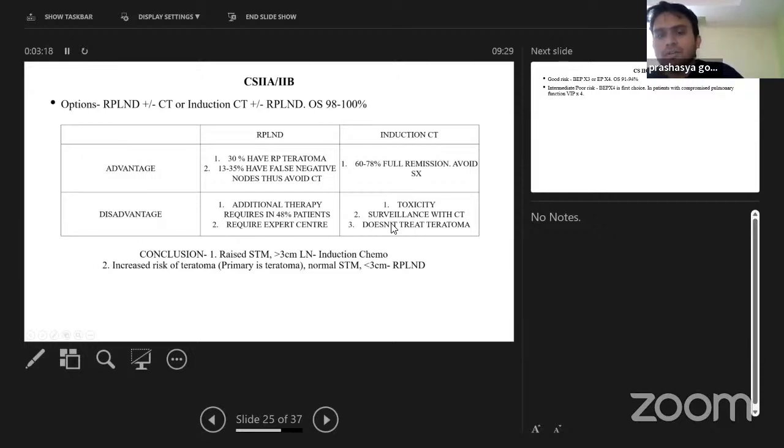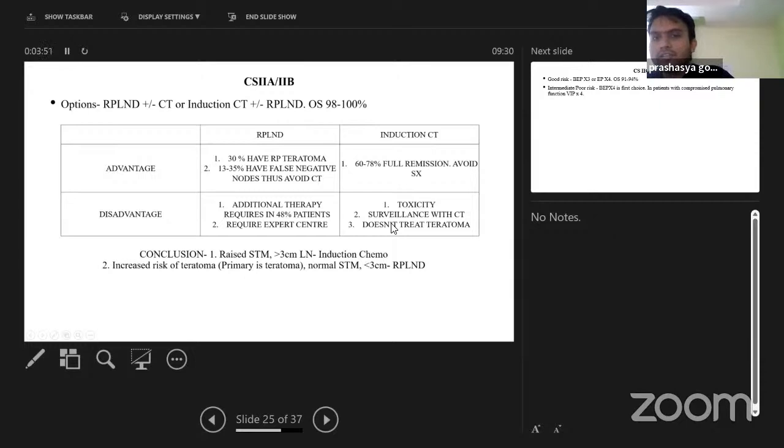Overall survival rate for this class of patients is 98 to 100%. Retroperitoneal lymph node dissection has the advantage that 30% have retroperitoneal teratomas, which are not responsive to chemotherapy. And around 30 to 35% have false negative nodes, and thus these patients avoid chemotherapy. The disadvantage is that an additional 48% require additional chemotherapy, and it can be performed only at expert centers.